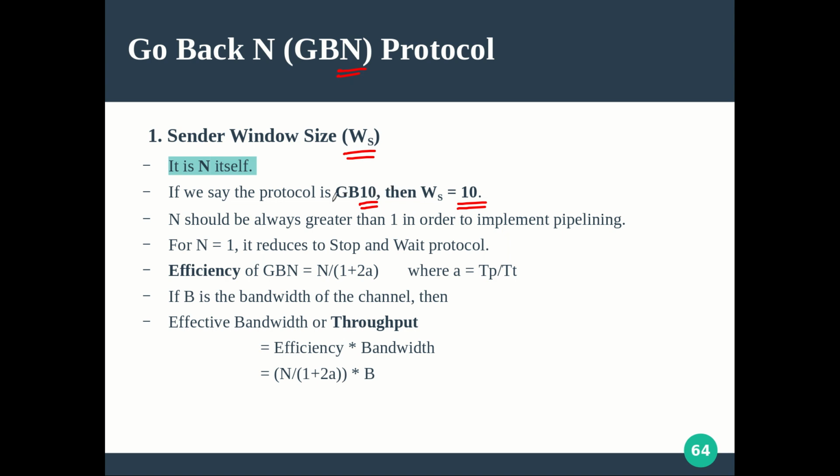So you have to be careful. If it is a go back 10 protocol, then the sender window size will be 10. How do you get this sender window size? That is something we already saw. It is the minimum of 1 plus 2a and 2 power n. Whichever is minimum, 2 power n or 1 plus 2a, accordingly you fix this value, and accordingly you give the number for your protocol.